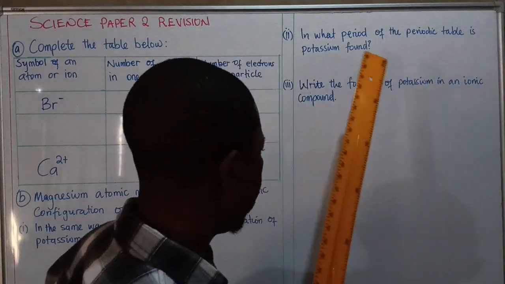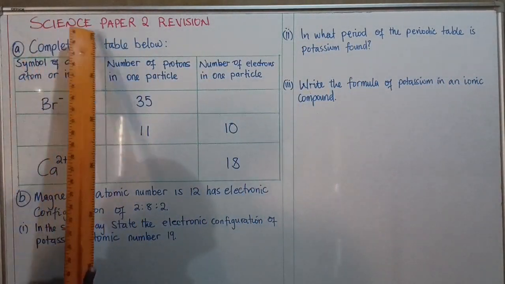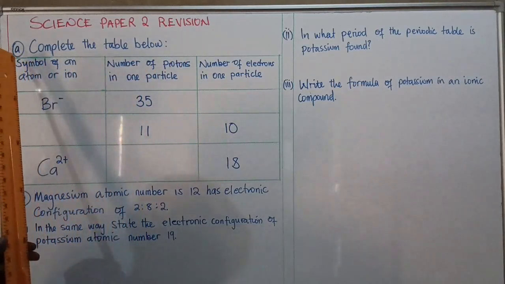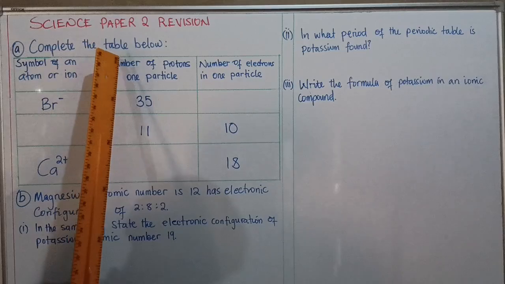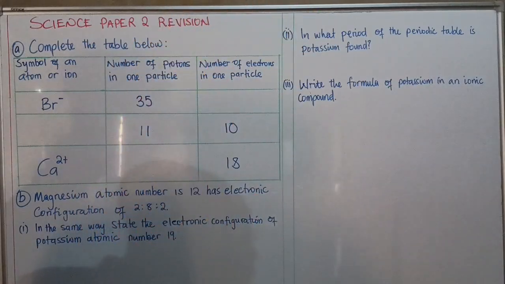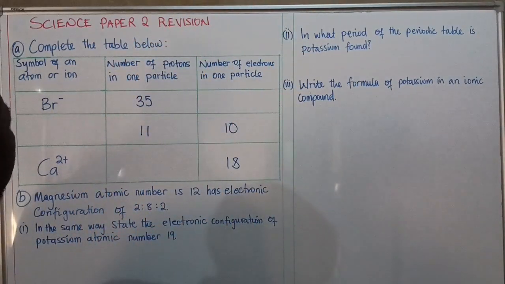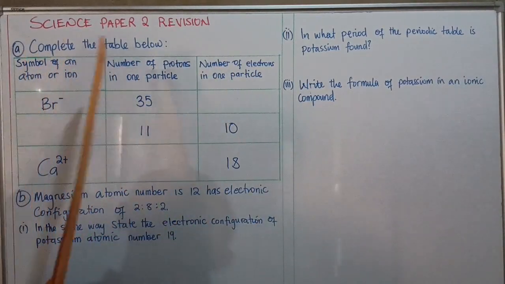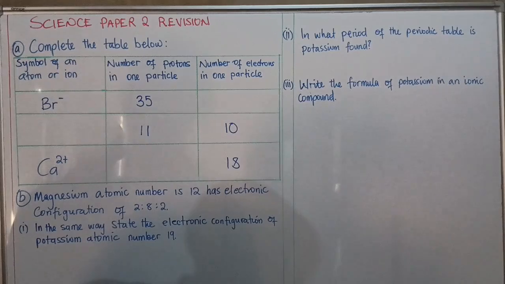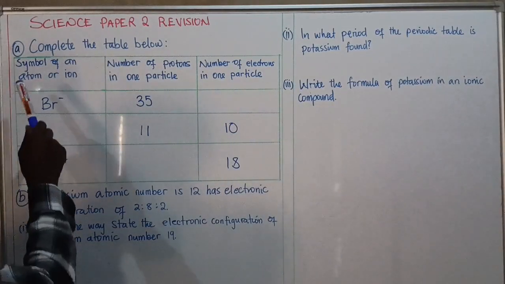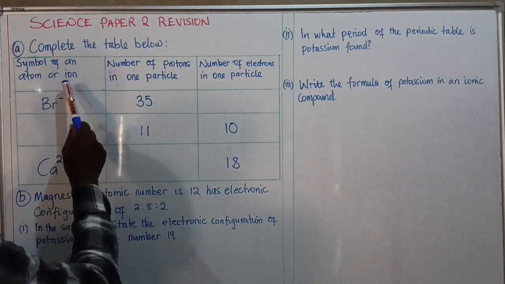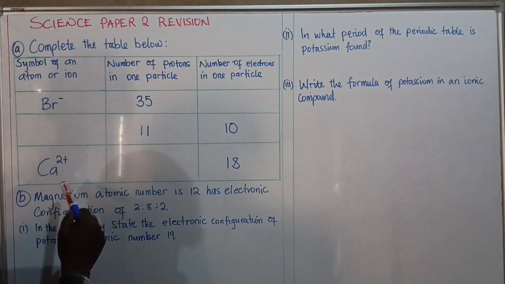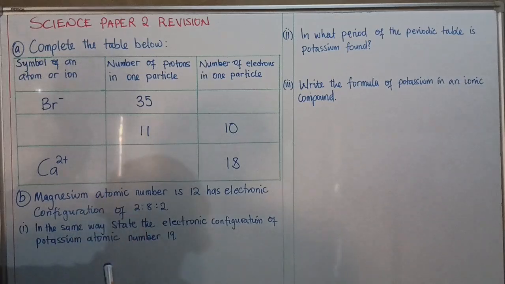Okay, so this is supposed to be science paper 2 revision, and then we have question part A says complete the table below. Okay, so let's complete the table below. First of all, we have to look at this part here. We have seen this part. We are told that we have a symbol of an atom or ion. So in here, we are given the symbols of an atom or ion.